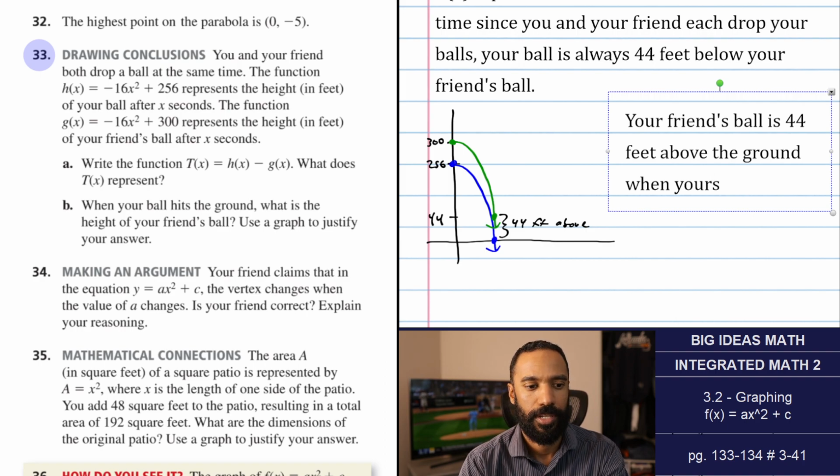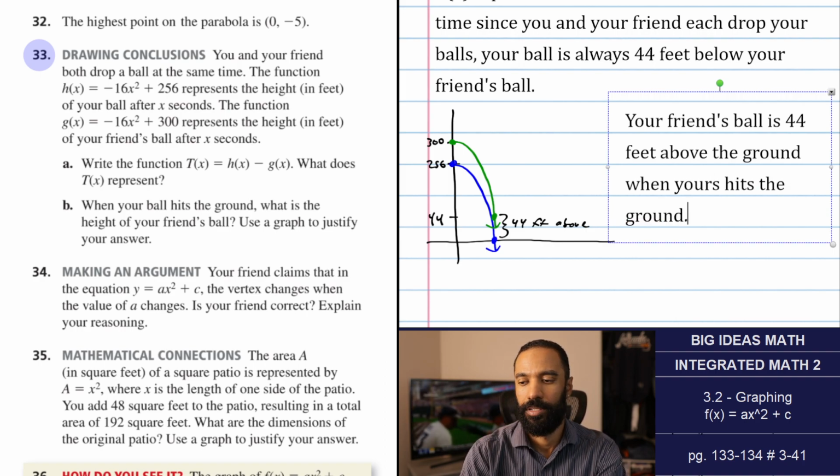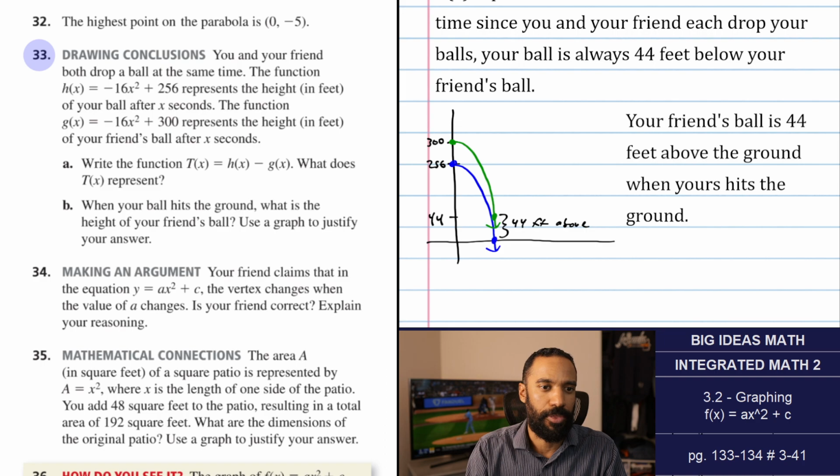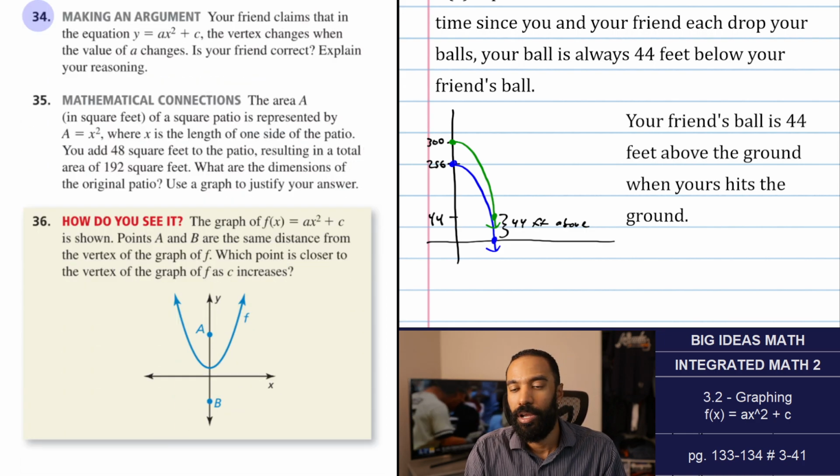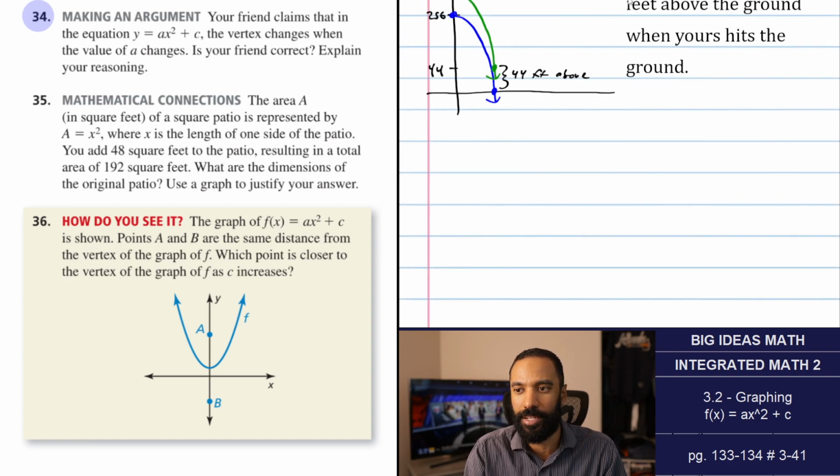When yours hits the ground. Okay. And that's number 33. Number 34, making an argument. Your friend, maybe the ball dropper, claims that in the equation y equals ax squared plus c, the vertex changes when the value of a changes. Is your friend correct? Explain your reasoning.